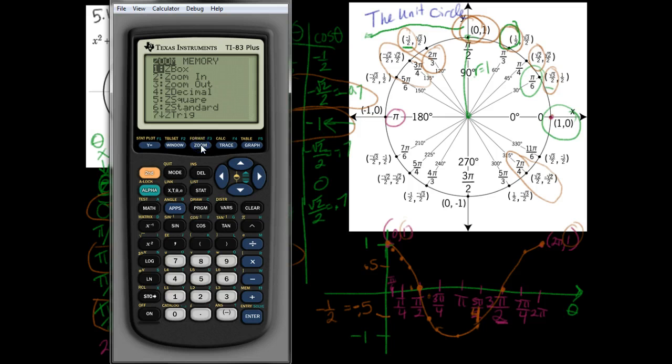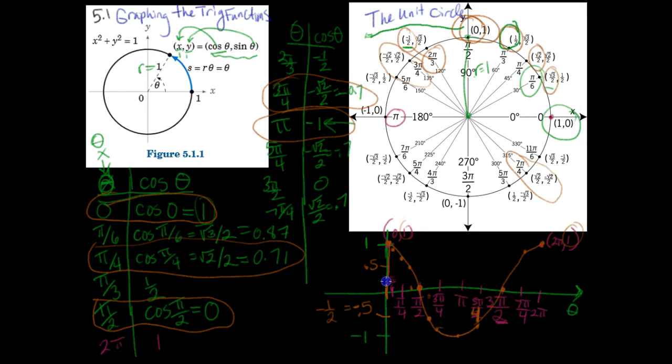So if you change your window, there's a cool thing called zoom trig. You hit the zoom button and then you hit number 7. And that window goes from -2 pi to +2 pi, so it gives you that range. Now do you see that on the right of that graph up there, we're going from 0 to 2 pi, and that does finish that cycle there.